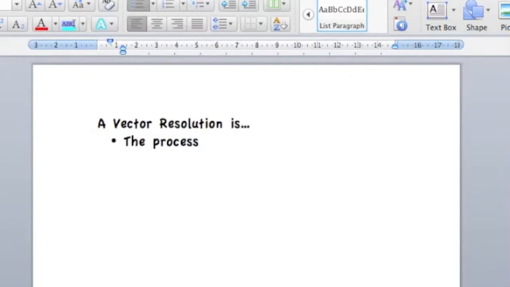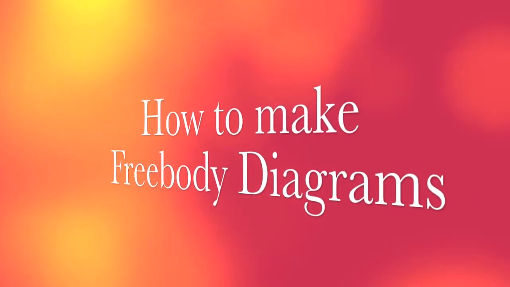On the other hand, a vector resolution is the process of deciding the magnitude of a vector. Basically, it's the arrows on a free body diagram. Now let's look at how to make a free body diagram.